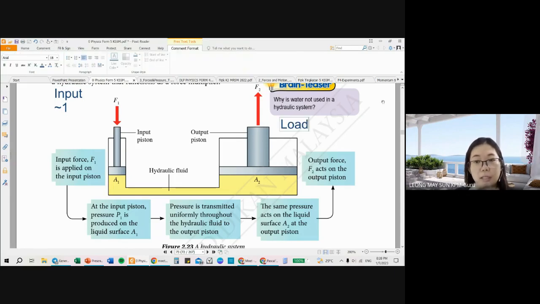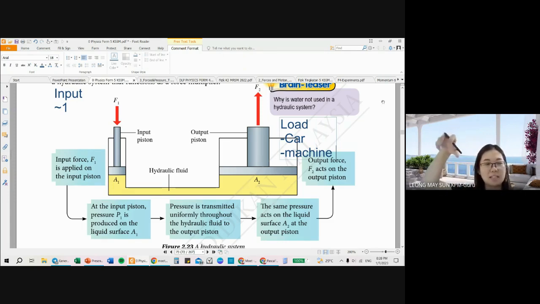And over here, the load can be a car, or it can be machinery whereby they want to lift stuff. Do you still remember that over the previous holidays, I took a video of the crane, where the crane was trying to lift up some concrete? So that is also considered a load. And that crane is also an example of Pascal's principle because it uses the hydraulic system.